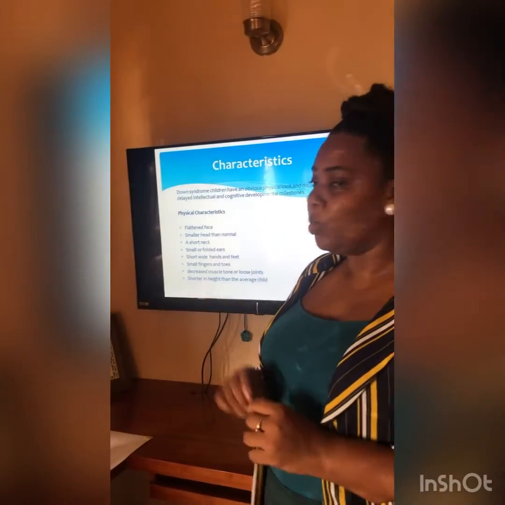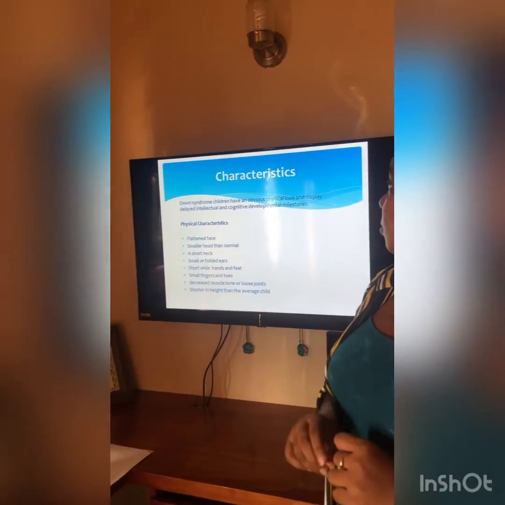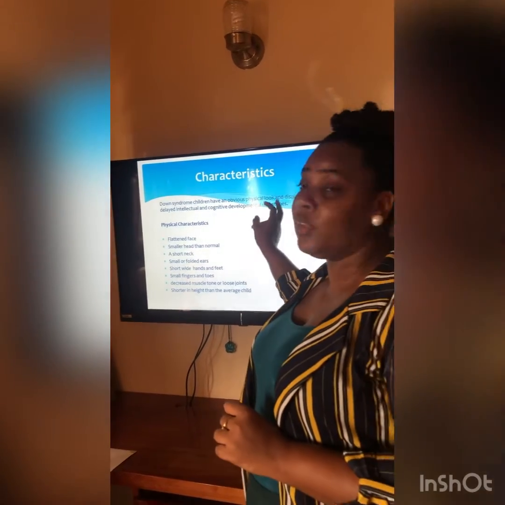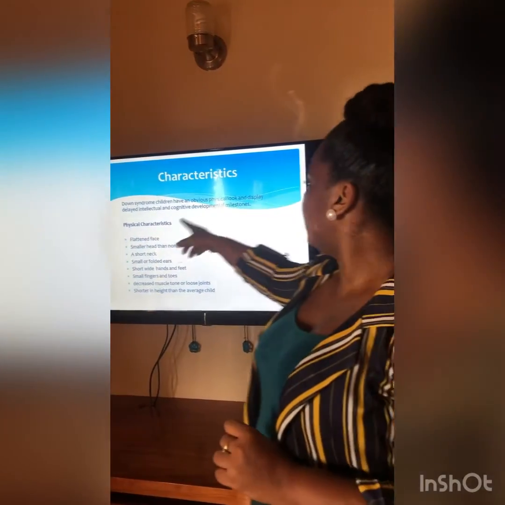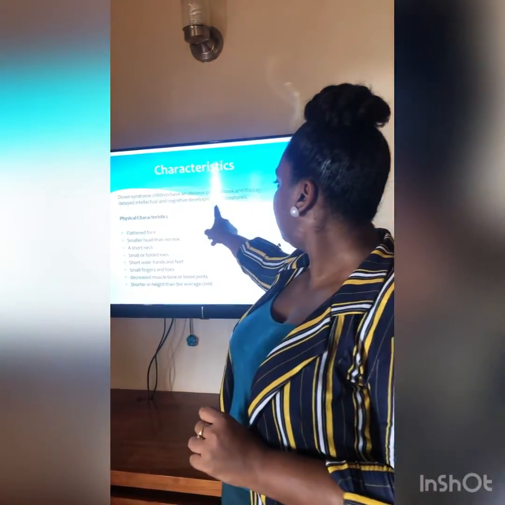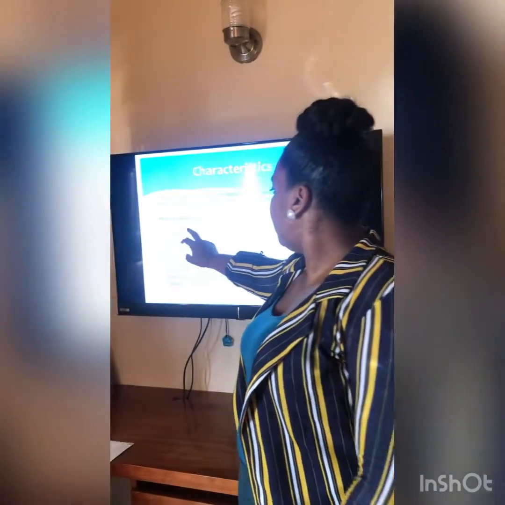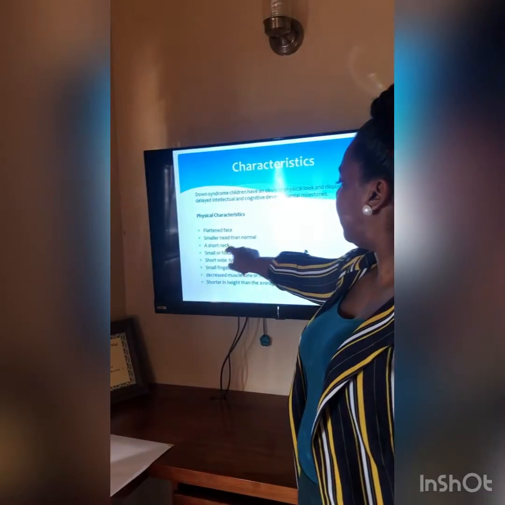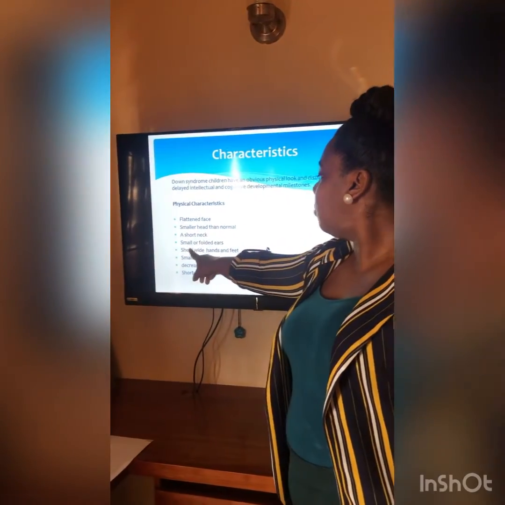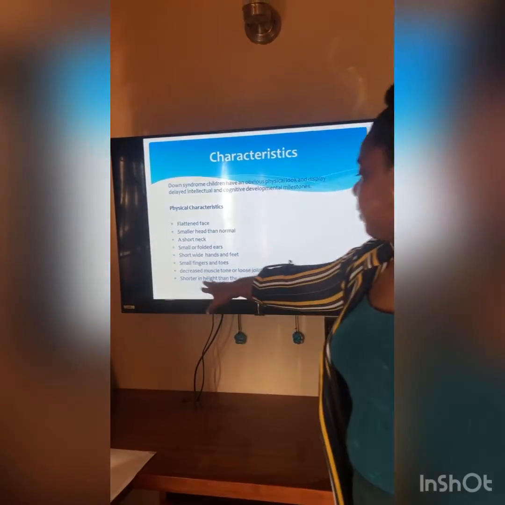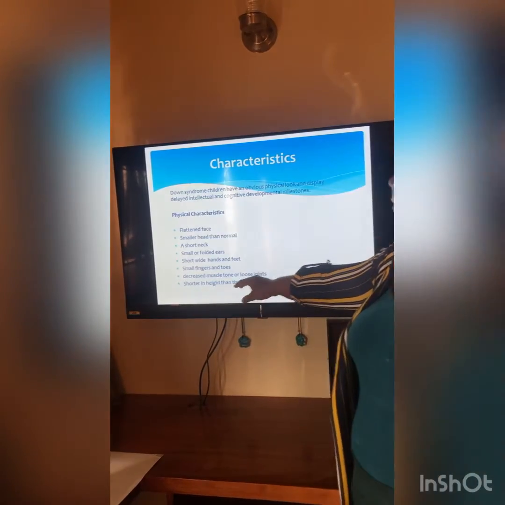Characteristics of Down syndrome. Children with Down syndrome have an obvious physical look and display delayed intellectual and cognitive developmental milestones. So we saw the flattened face, smaller head than normal, a short neck, small or folded ears, or they can be shorter in height than the average child.